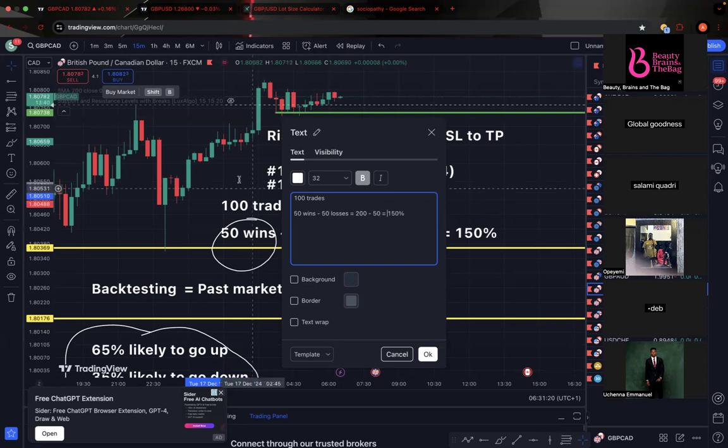Are you seeing it? Now let's assume we had an accuracy of 30%. That basically means out of 100 trades you took, you lost 70 and you only won 30. Risk to reward ratio is still 1:4. So 30 times 4 is going to be equal to 120.